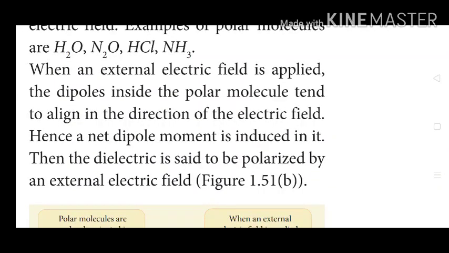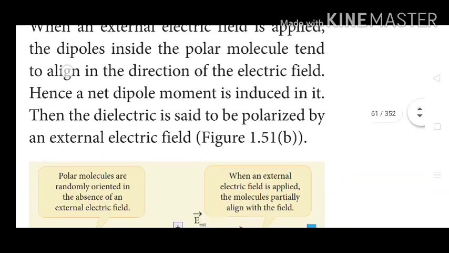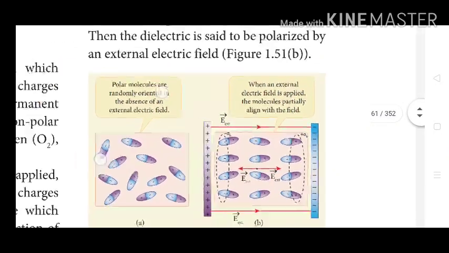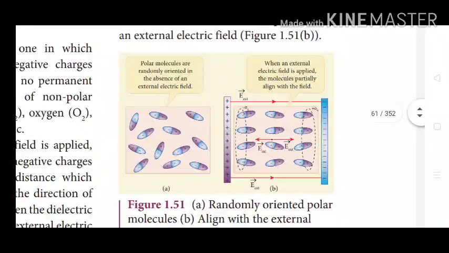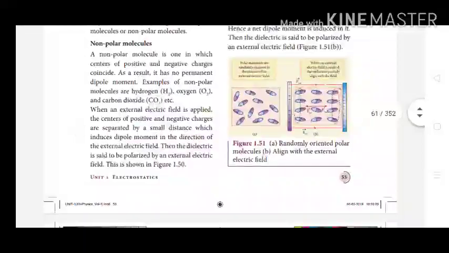When an external electric field is applied, the dipoles inside the polar molecule tend to align in the direction of the electric field. Hence, a net dipole moment is induced in it. Then the dielectric is said to be polarized by the external electric field. Children, see the two diagrams. You should understand what is alignment and what is not alignment. That means what is meant by polarized and non-polarized. If the charges are randomly situated, it is called non-polarized. If they are directed, it is polarized.